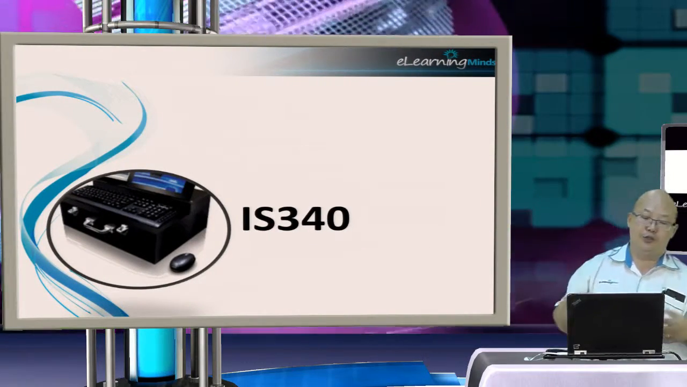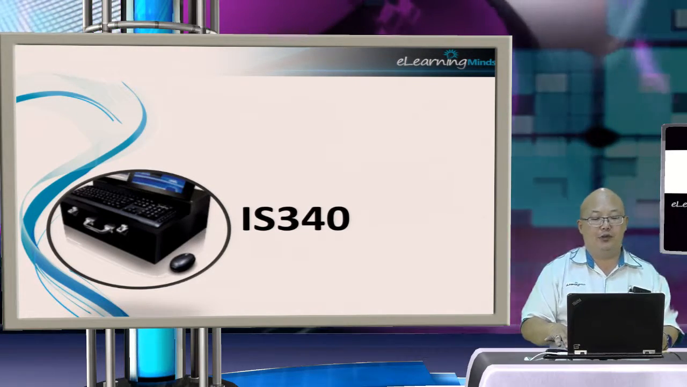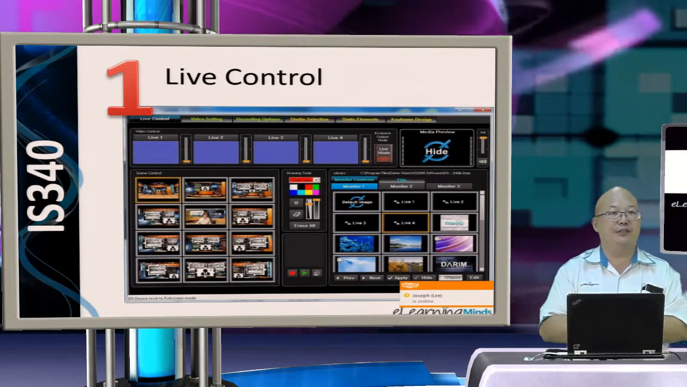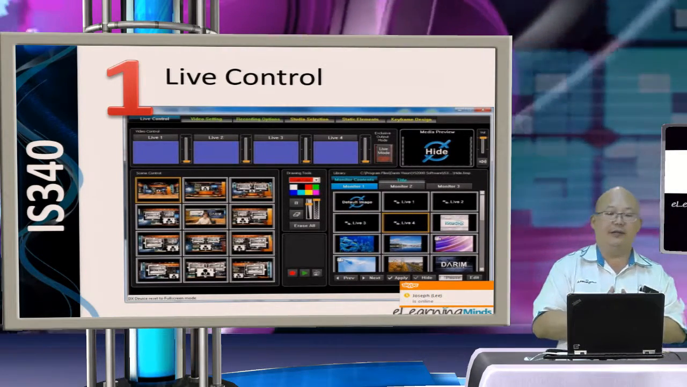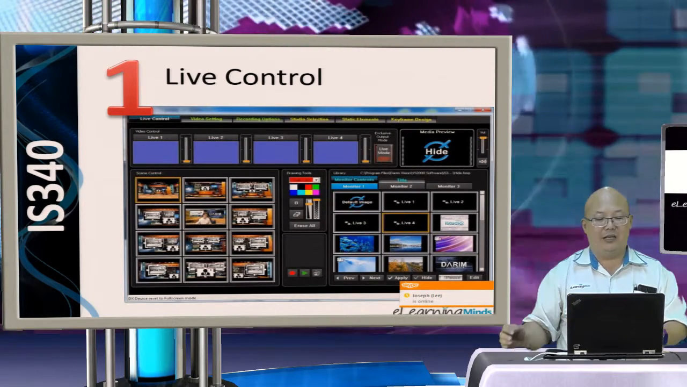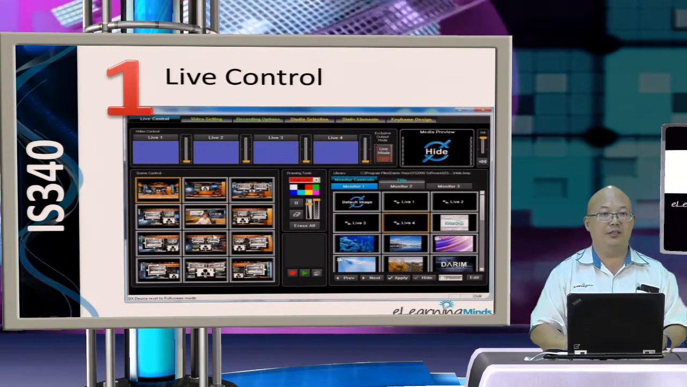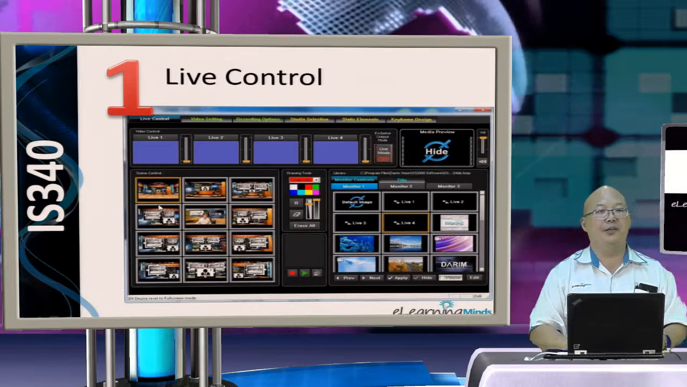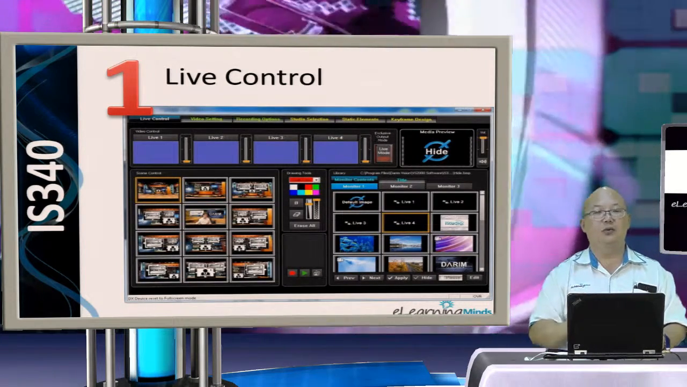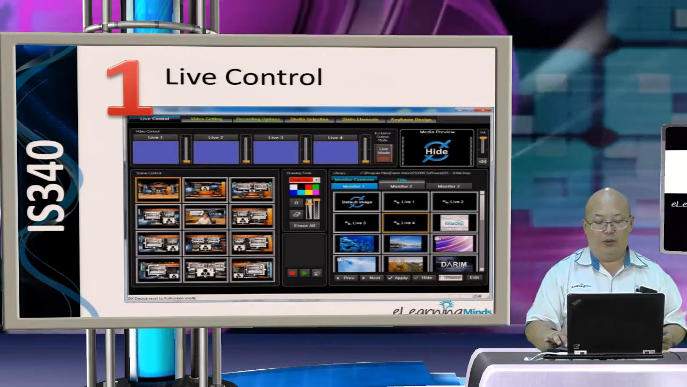So there are the connections, but the software is called IS340. So very simple operating system. This is the main screen that I always use when I'm doing recording. For example, on the screen you can see these 12 boxes. Those are what we call preset scenes, so that during recording, the operator just needs to click on different boxes to have different outcomes.